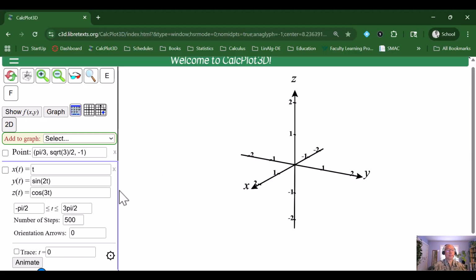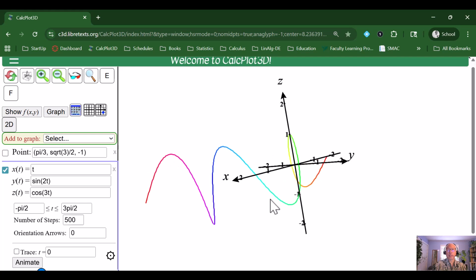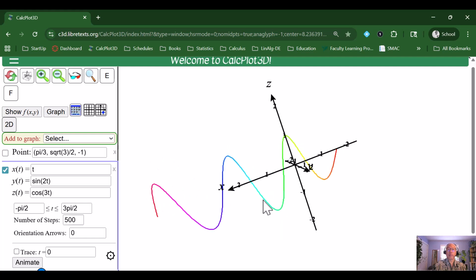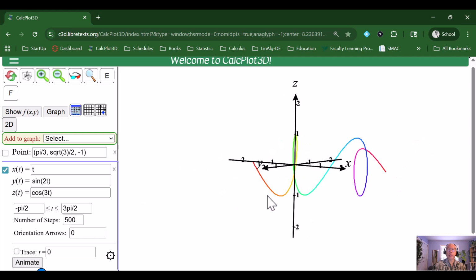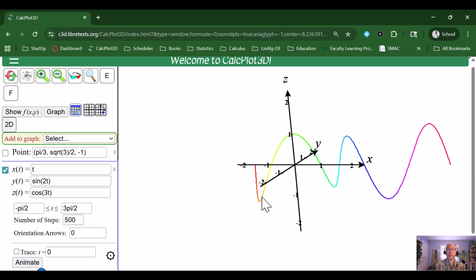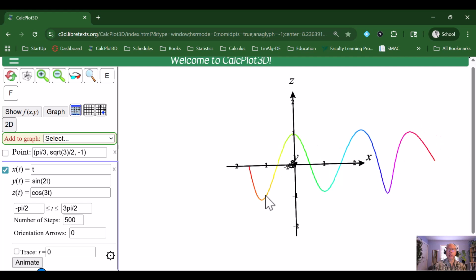All right, this is our curve. It's actually a nice curve. So t, it's an interesting looking curve. It looks like it's spiraling. Going along the x-axis, the positive x-axis, it looks like it's just going forward. And then it almost looks like a sine or cosine curve.